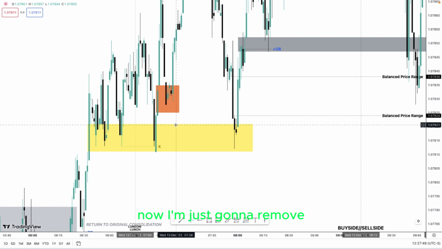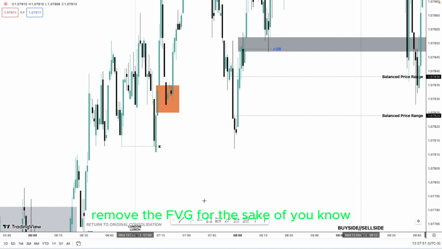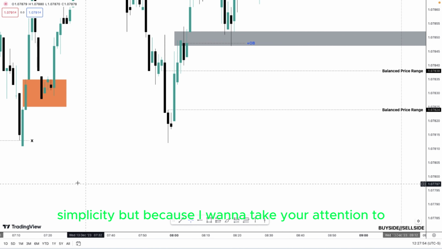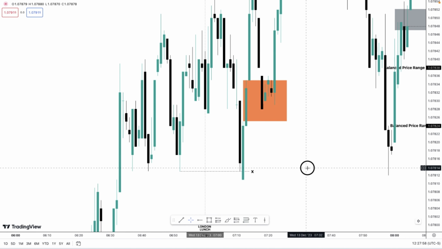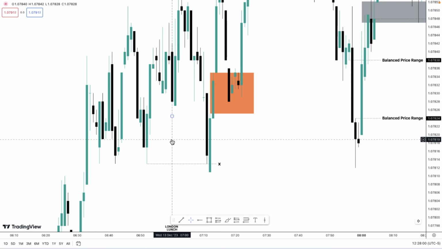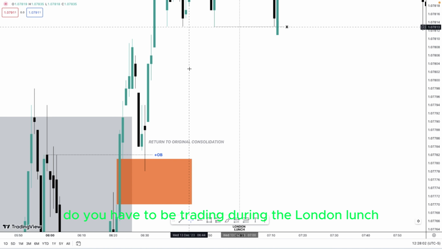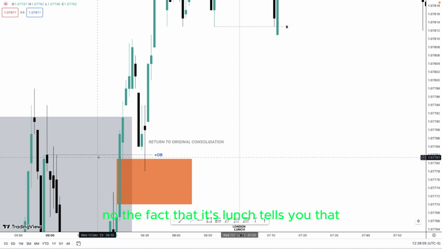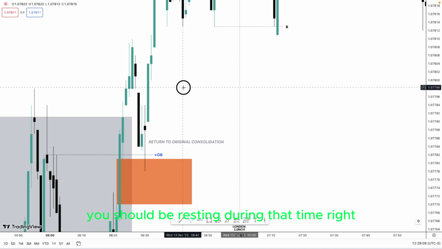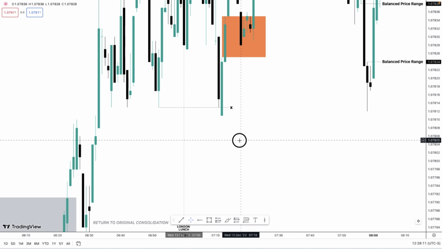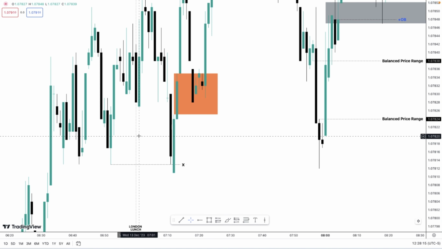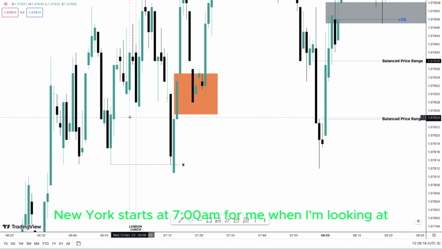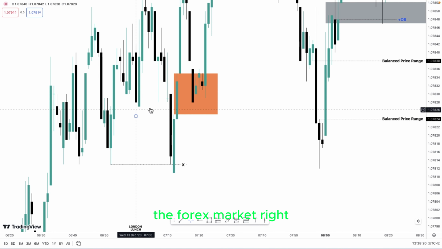Now I'm just gonna remove the fair value gap for the sake of simplicity, because I wanna take your attention to 7 a.m. here. Do you have to be trading during the London lunch? No. The fact that it's lunch tells you that you should be resting during that time, right? What time does New York start? New York starts at 7 a.m. for me when I'm looking at the forex market.